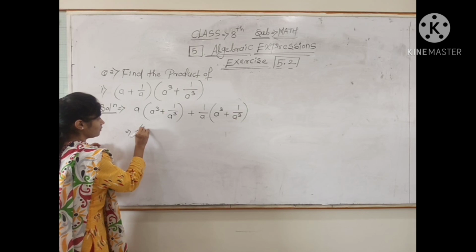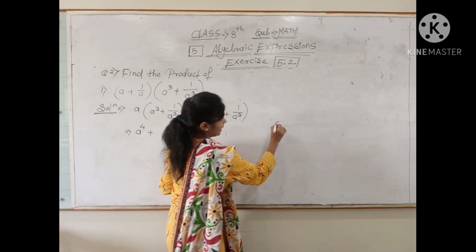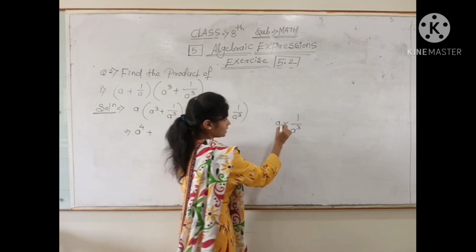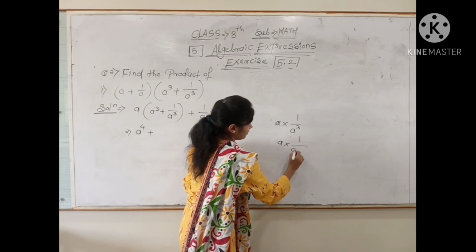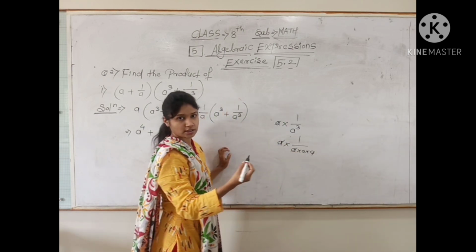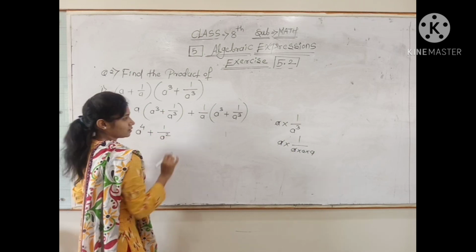A raised to the power 4, plus a multiplied by 1 upon a cube. How to multiply? This a here is a cube now. This a multiplied by a cube is what? A multiplied by a multiplied by a. So one a is cancelled. So what is the result? 1 upon a square.